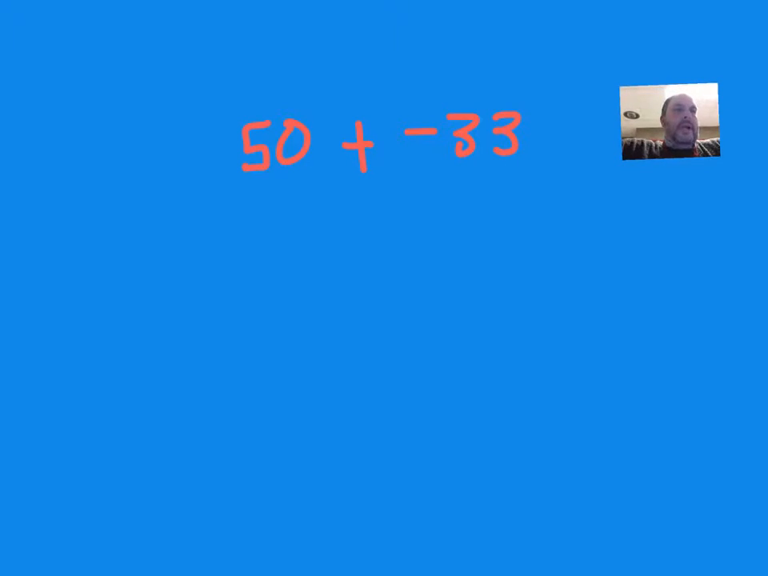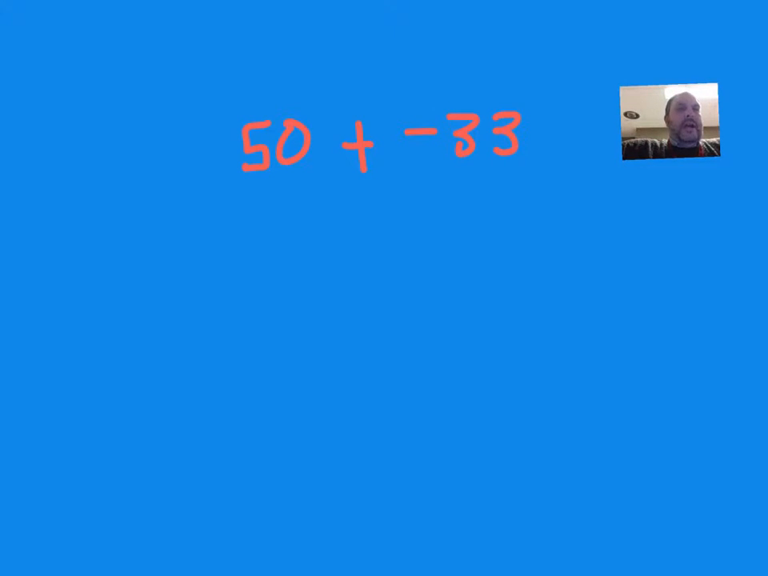Well, here we go with one last integer addition and subtraction problem. Remember your rules. If your signs are the same, you add and keep the sign. If your signs are different, you subtract and keep the sign of the number with the larger absolute value.